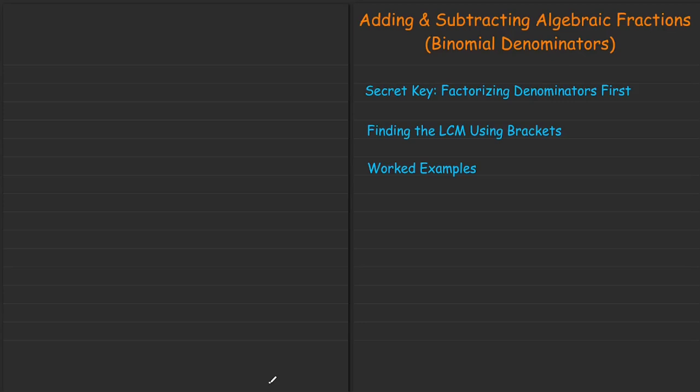In this lesson, we are looking at addition and subtraction of algebraic fractions. We would focus on binomial denominators. In our previous lesson, we looked at how to do the same, but then with monomial denominators. Without much ado, let's quickly look into it.